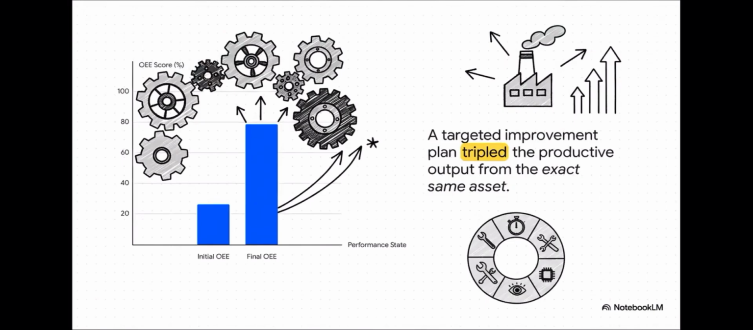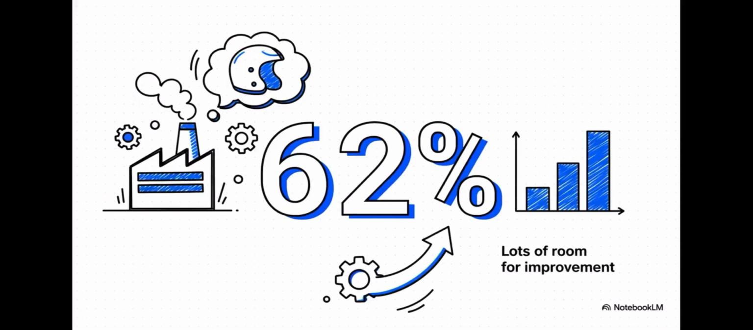There was this Toshiba machine, and it was running at a truly dismal 26% OEE. Just awful. But then they put together a plan. They targeted those 6 big losses, and look at that. They got the score all the way up to almost 79%. That's like getting 3 times the productive work out of the exact same machine. Just incredible.